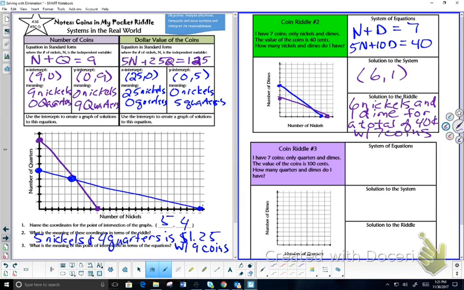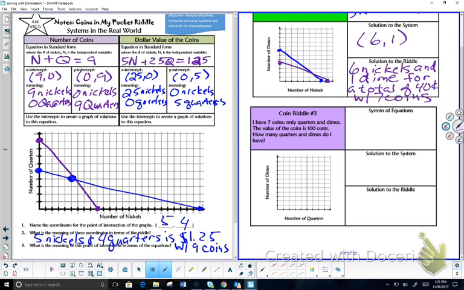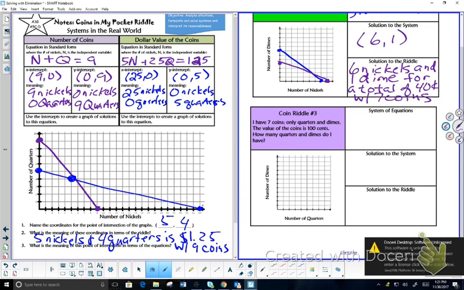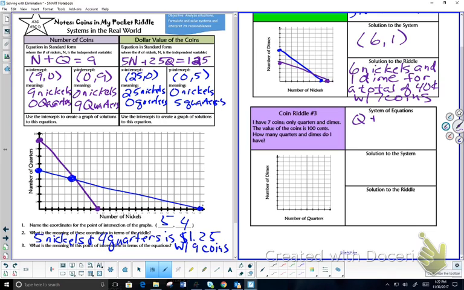I have 7 coins. This time it's only quarters and dimes. How would we write that sentence? Q plus D equals 7, the number of coins. I'm not going to put the money until I put the money in front of the quarter and the dime. What's a quarter worth? 25. So I got 25Q plus 10D equals 100 cents.